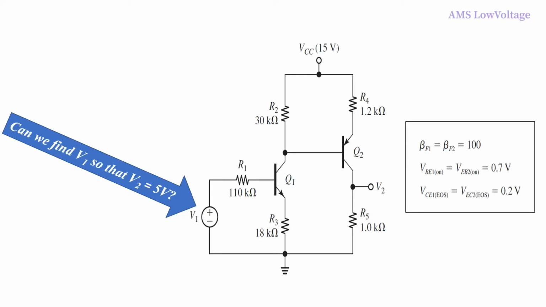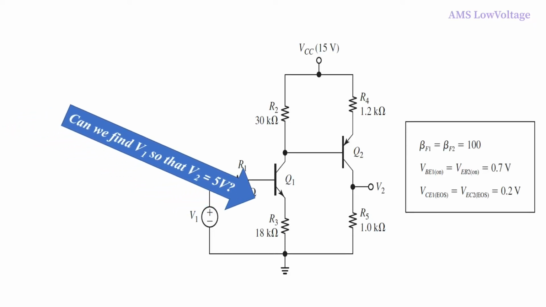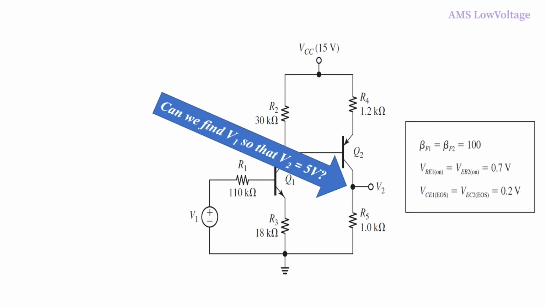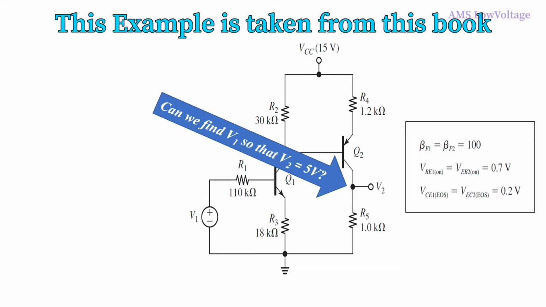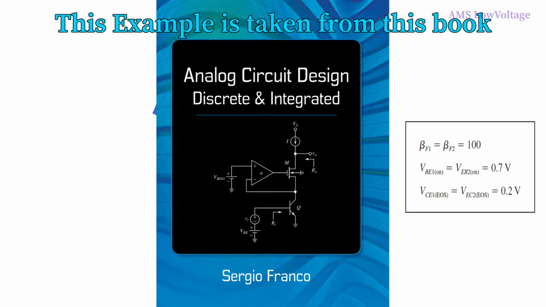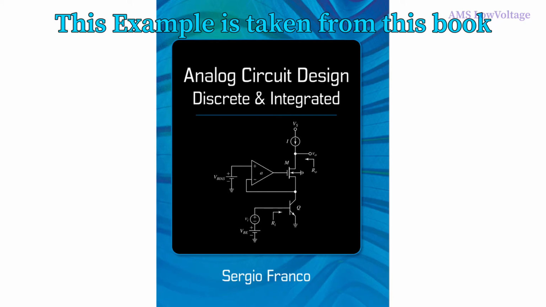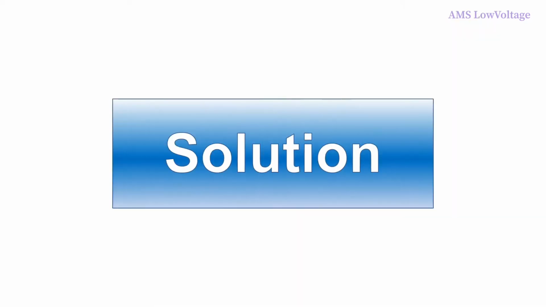Can we find out V1 so that V2 equals 5 volt? That's the question. Let's go find out V1.